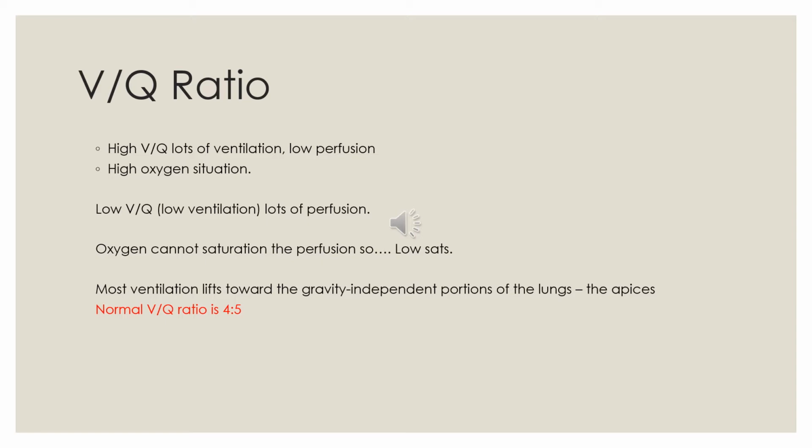One thing to pay attention to: most ventilation lifts towards the gravity independent portions of the lungs, and the normal VQ ratio is 4 to 5. One thing you should pay close attention to on an exam is if I say 8 to 10, that's the same thing. So the VQ ratio is 4 to 5.